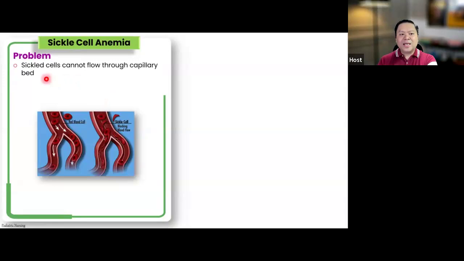So let's talk here about the problem. In a patient with a sickle cell disease, or if they have manifested sickle cell anemia, the defective red blood cells cannot flow through the capillary bed. It can also increase the thickness or the viscosity of the blood. So they're going to be prone to developing thrombosis as well. Now, this is going to lead into obstruction of the blood flow.